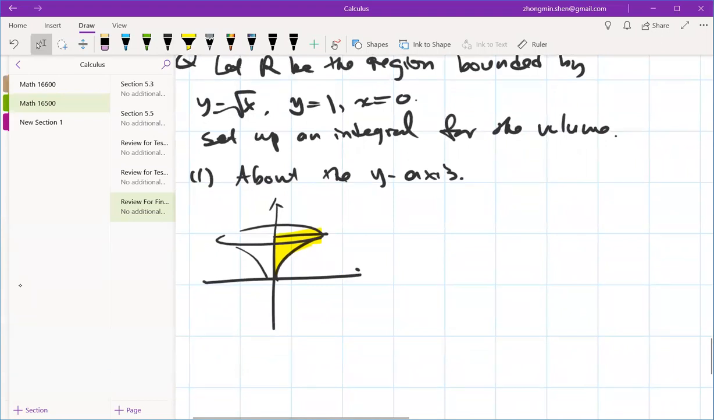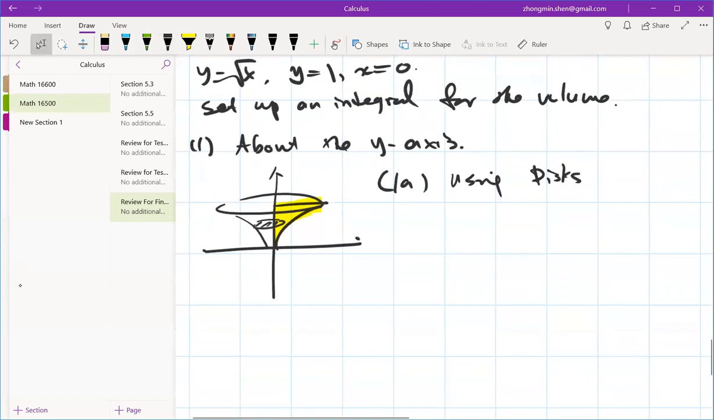All right, so let's use the disks. So the first method, 1A, using disks. You have to learn all those methods because it's possible we are asking you to use a specific method to set up the integral. So use disks. How to use this? Then you have to cut the solid in that way. This family of disks depends on the y variable.